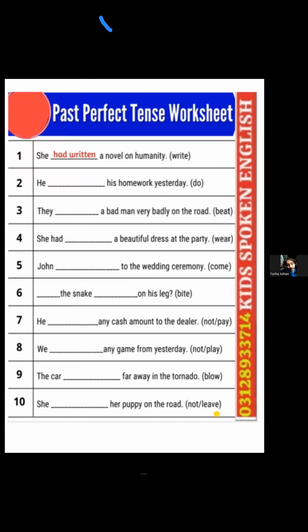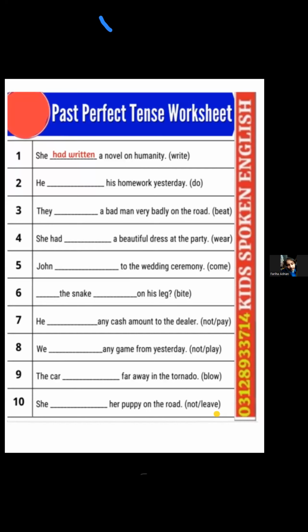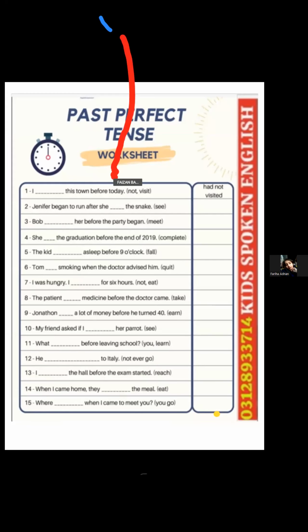Okay. Welcome, dear. Now let's move on towards the last slide. Okay. Why are you making something, Faizan? Don't make anything.